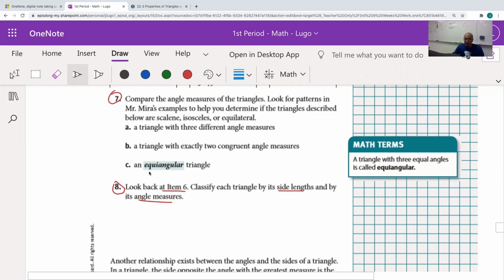Isosceles, equilateral, or scalene. And finally, an equiangular triangle. All the angles are the same. That means all the sides are the same. What is that going to be? You can do that on your own, ladies and gentlemen.